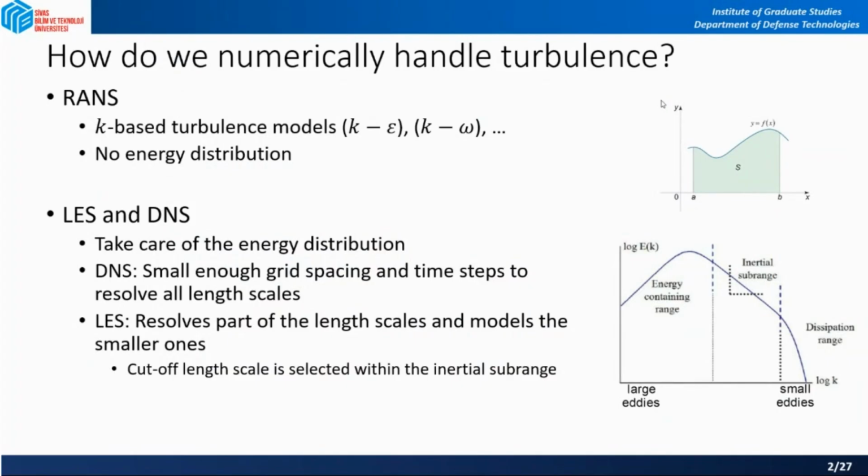For example, when we talk about solving the Reynolds-averaged Navier-Stokes equations, the RANS equations, we need to use a turbulence model, like K-based turbulence models, K-epsilon and K-omega. There is a transport equation for K, which is your turbulent kinetic energy, and another transport equation for epsilon or omega. And those kinds of models actually do not care about the distribution of energy.